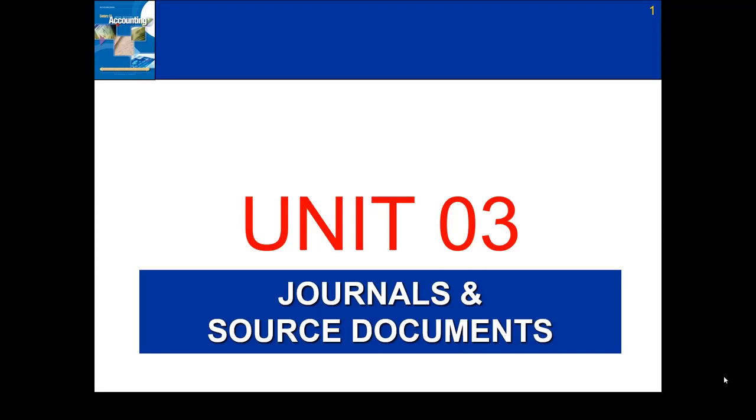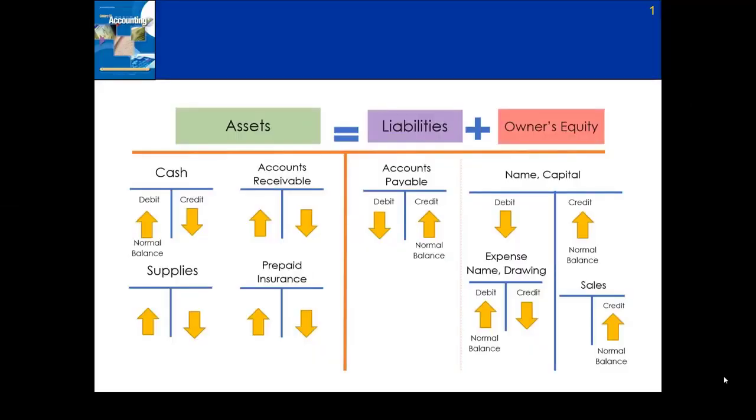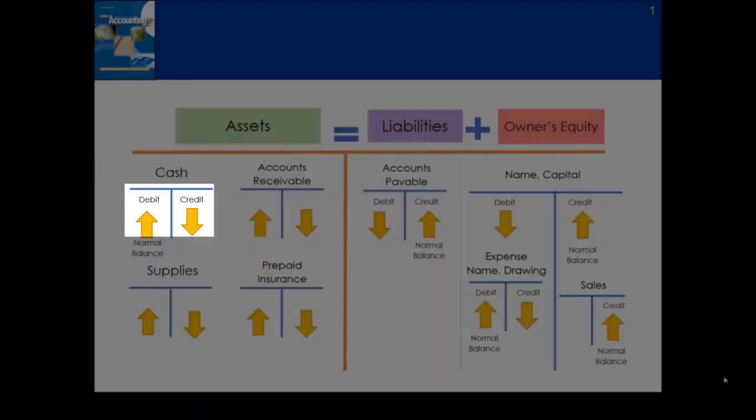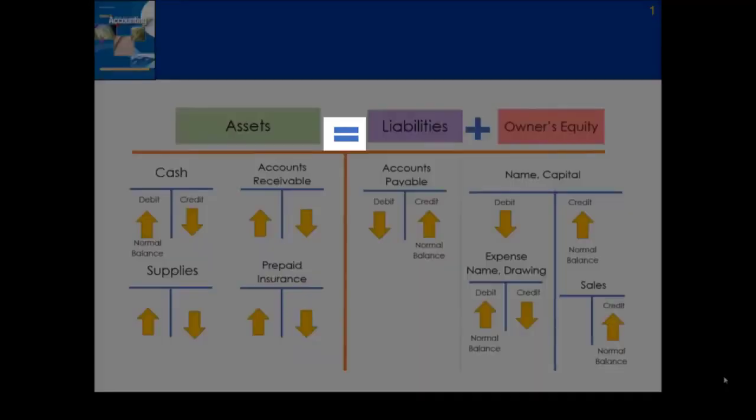Today we're going to be starting Unit 3, which is all about journals and source documents. Prior to this in our accounting journey, we'd really been focusing on mastering the accounting equation, those account titles, the order of certain accounts, and really understanding debit on the left, get it right, debit left, get it right. For complete satisfaction, balance all of your transactions.